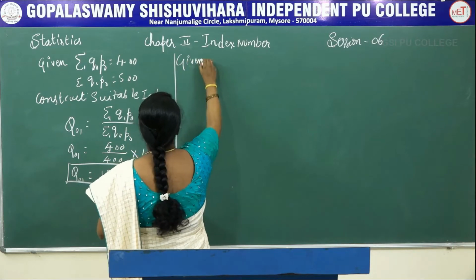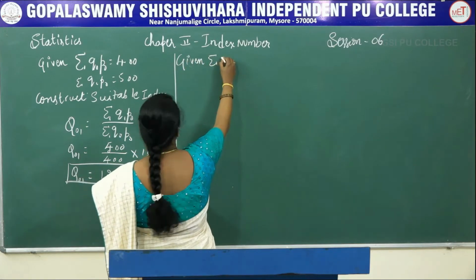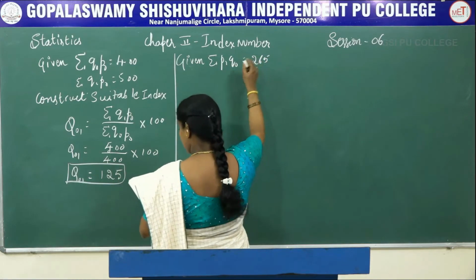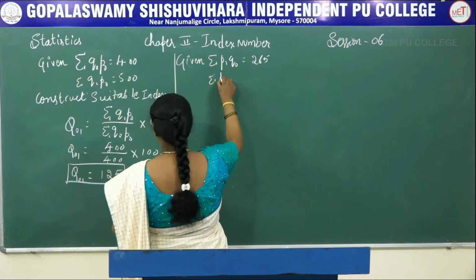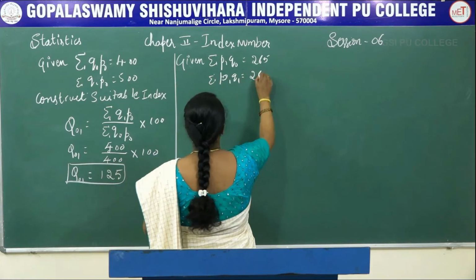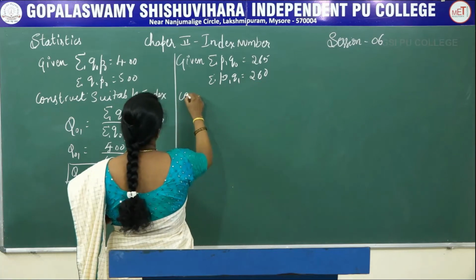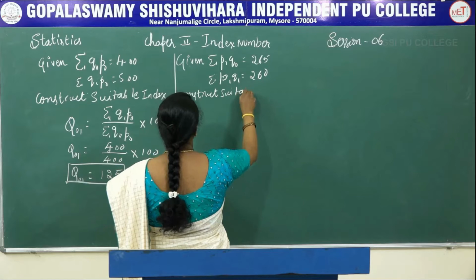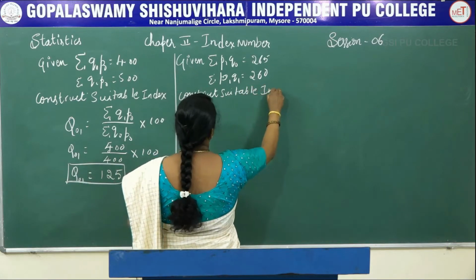Given summation P1 Q0 is equal to 265, summation P1 Q1 is equal to 260, construct suitable index.